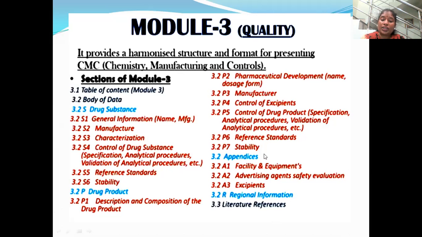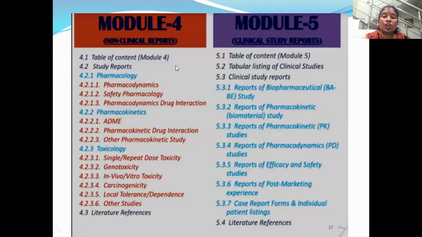Okay, next, the appendices are the facilities. What facilities you used for this formulation, and what equipment you used, everything you have to submit. And adventitious agents safety evaluation, excipients, everything you have to submit in the 3 appendices. So these are the regional information and literature references, which you have to submit in module 3. Module 3 is nothing but especially about the quality. Okay, next one, module 4 and module 5.